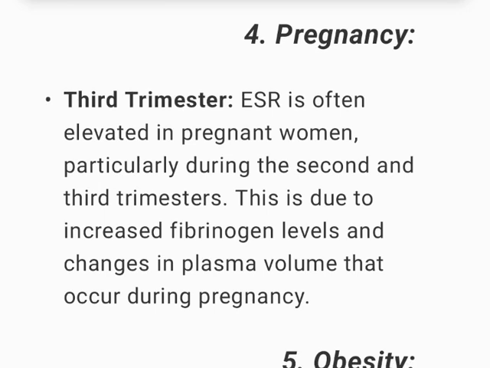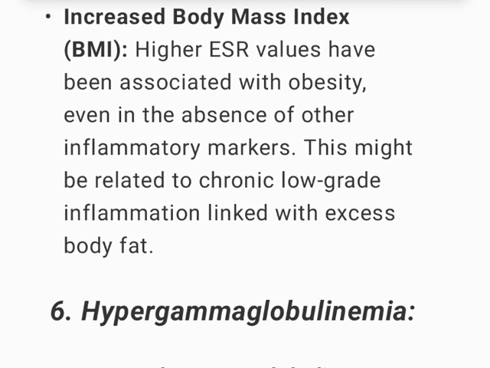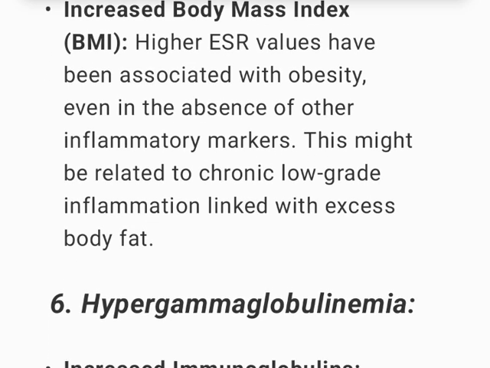4. Pregnancy, third trimester. ESR is often elevated in pregnant women, particularly during the second and third trimesters. This is due to increased fibrinogen levels and changes in plasma volume that occur during pregnancy. 5. Obesity. Increased body mass index, BMI, higher ESR values have been associated with obesity, even in the absence of other inflammatory markers. This might be related to chronic low-grade inflammation linked with excess body fat.